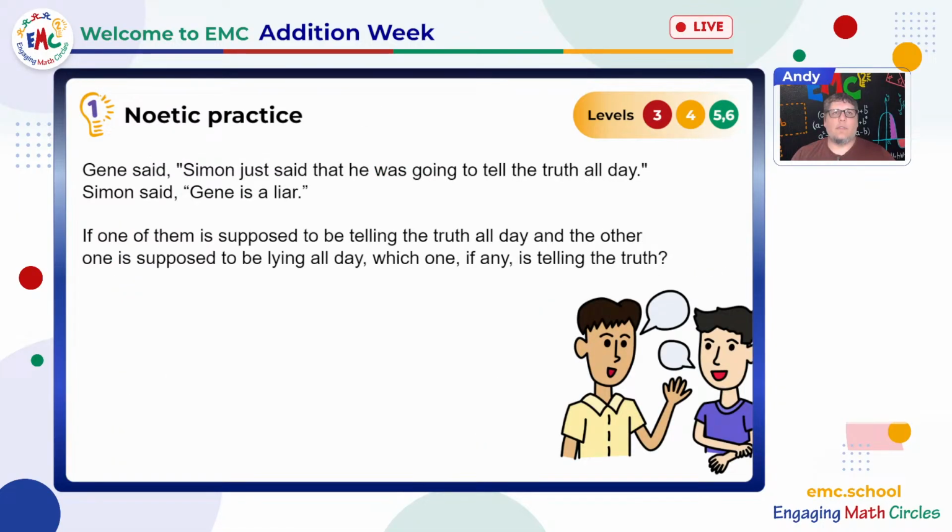And my last one for the competition section, similarly to the ladies, the boys are also accusing each other of lying. Jean said, Simon just said that he was going to tell the truth all day. And Simon said, well, Jean is a liar. If one of them is supposed to be telling the truth all day and the other one is supposed to be lying all day, which one is telling the truth?